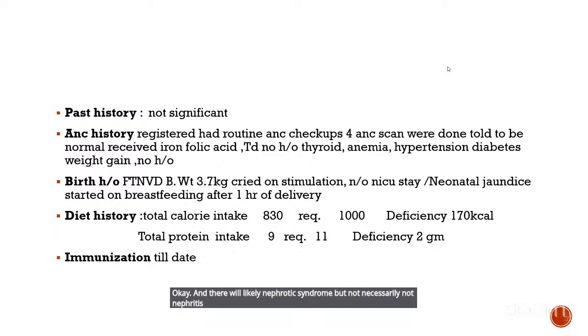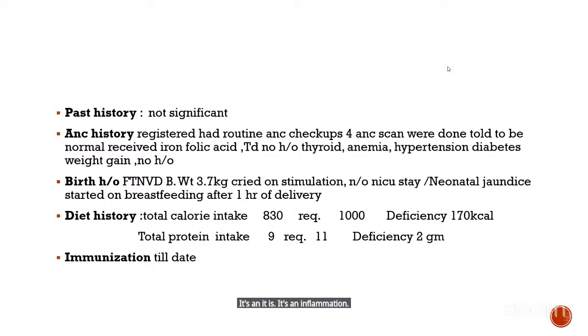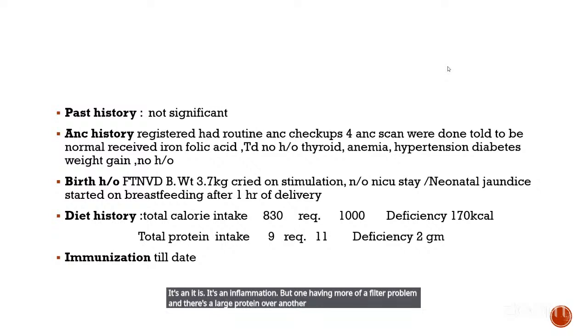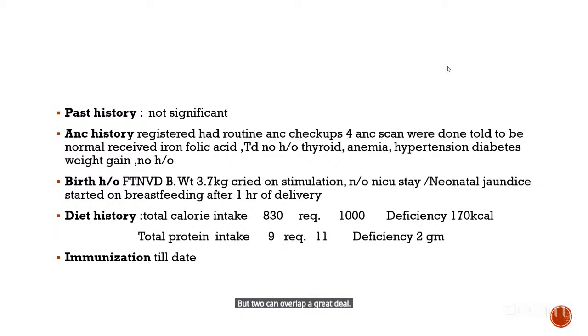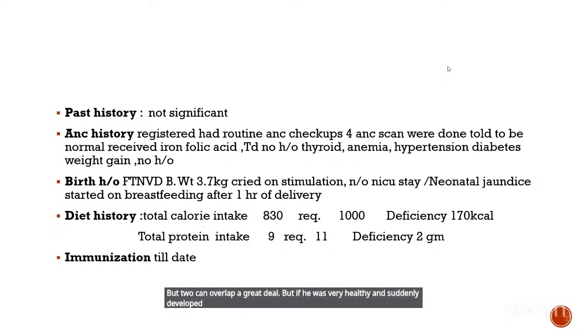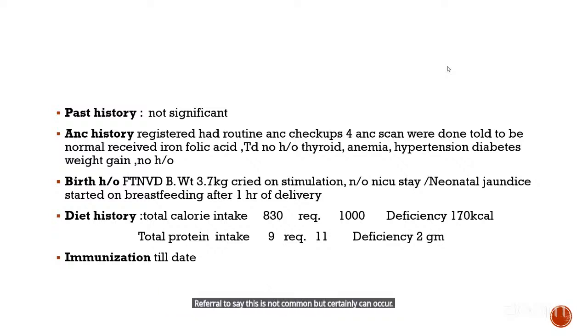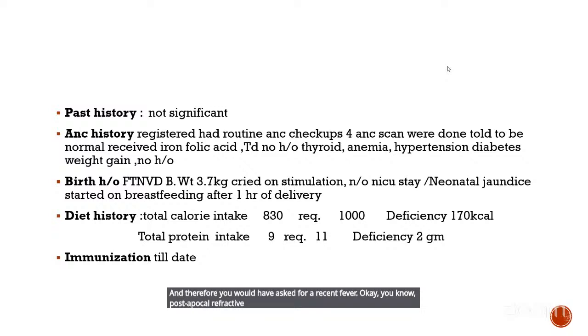Really, nephrotic syndrome is also nephritis. It's an itis, it's an inflammation, but one having more of a filter problem and therefore large proteinuria, another more like a GFR going down and therefore a low urine output. But the two can overlap a great deal. But if he was very healthy and suddenly developed, more likely nephrotic. Nephritis at this age is not common, but certainly can occur. And therefore you would have asked for a recent fever. You know, post-streptococcal glomerulonephritis, but 2 weeks earlier there was some streptococcal infection. But that's typical. Any infection can cause it.